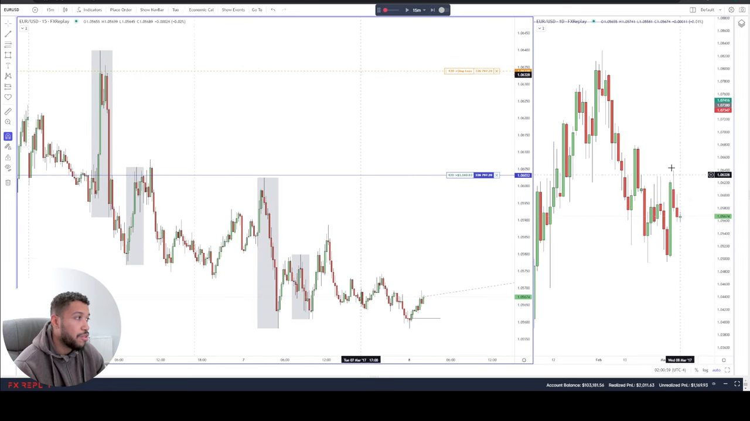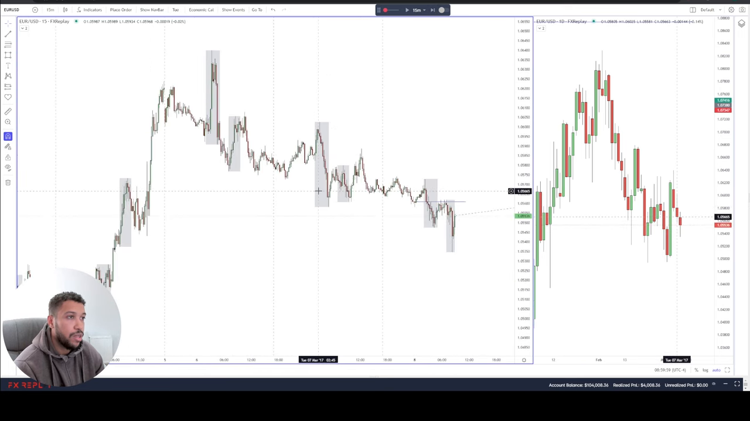Also, if you bring your eyes back over here, you can see that we are just retracing. What's interesting is now we've created this fair value gap here, and so we could retrace down into this candle's high. So we do still have some downside potential before we go up. Let's see what happens.